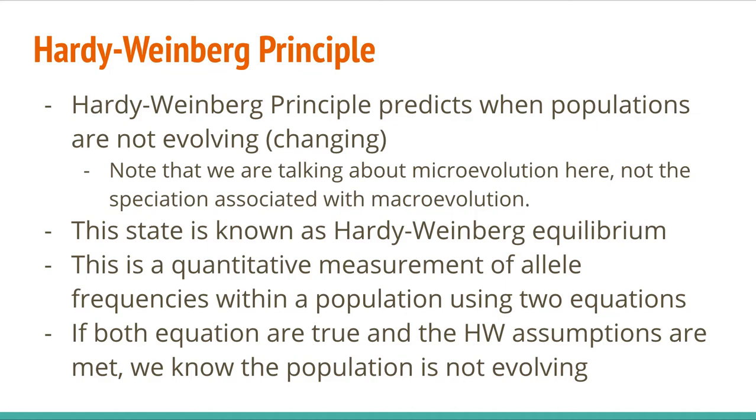So what Hardy-Weinberg principle does is it predicts something called Hardy-Weinberg Equilibrium, and that just means that it's a state where the allele frequencies within the gene pool do not change. And we do this using a quantitative measure of the allele frequencies, and it's based around two different equations. And if both equations are true at the same time, and the assumptions of Hardy-Weinberg equilibrium are being met, which we'll talk about in a few slides, we know the population is not evolving.